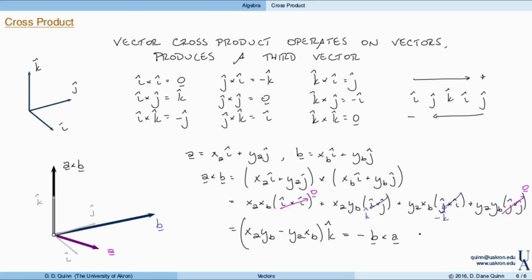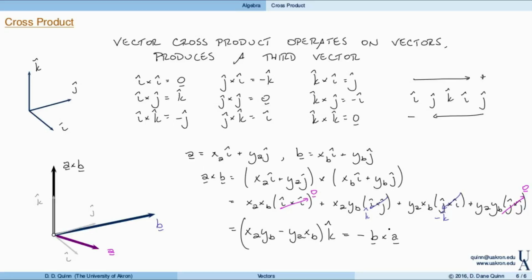So with the cross product, I can't simply interchange the two original vectors. A cross B is not the same as B cross A. Instead, A cross B is the negative of B cross A. So unlike the dot product, I can't simply switch the order. Right? The order of the two vectors is, in fact, very important to determining the proper cross product.